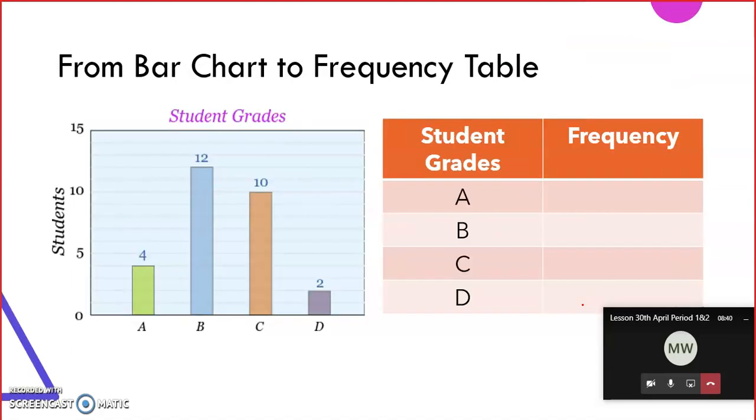Now let's look at, for example, here, how do we convert a bar chart to a frequency table? Okay, still a very similar idea. So this is a table about student grades. It's like A, B, C, and D, which grade the person gets. And then, of course, the vertical one is the number of students. So this is called a bar chart. You will be able to see each bar, the vertical column. You'll have a category underneath that. So for example, A, B, C, D will tell you which grade that is.